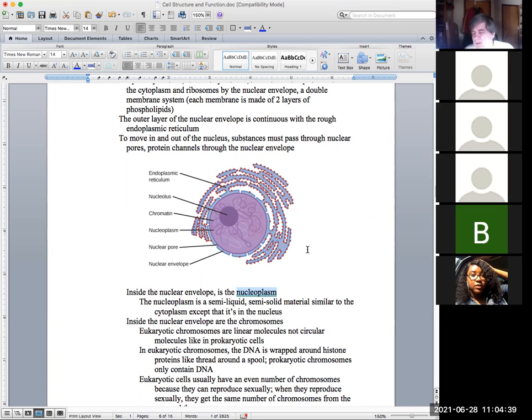Now, just like we saw in prokaryotic cells, if we look at the DNA in the chromosomes, the DNA can be divided up into short segments, and these segments are called genes. Each gene is the instructions for the primary structure of a protein. In other words, the order of the amino acids in that protein.